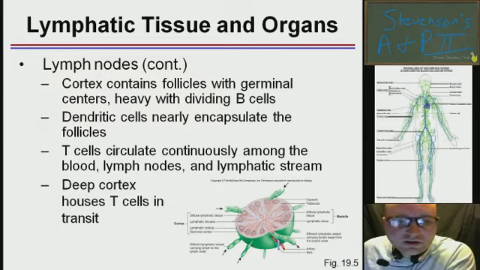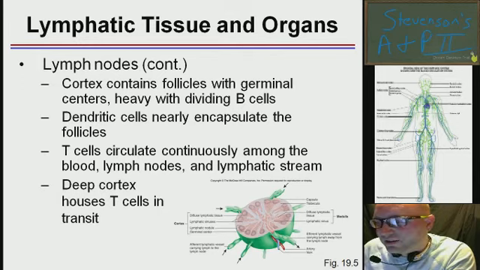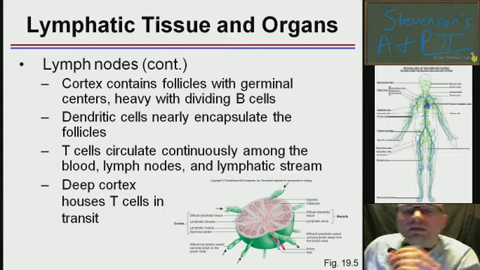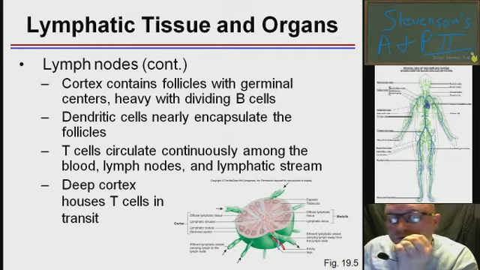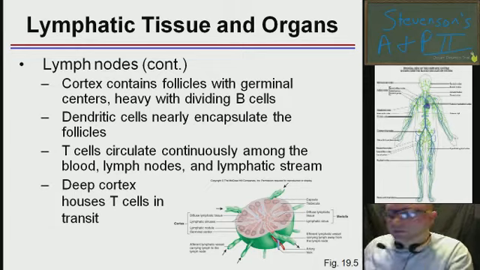Okay, and then there's the T cells that circulate among the blood, the lymph nodes, and the lymphatic stream. T cells, or killer T cells, are also very active with immunity. And the deep cortex will house T cells which are in transit from one area to another.